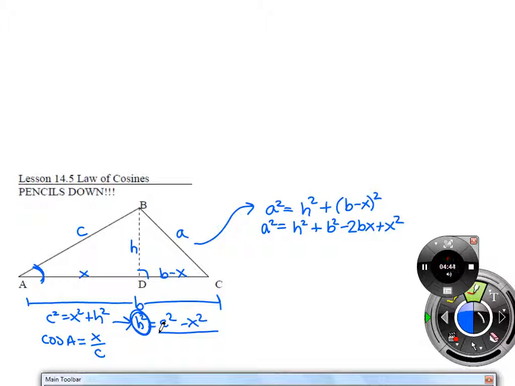Well, I only want a's, b's, and c's in the end. And this one right now has a mix of h's and x's that are unwanted. At least if I change them all to x's, I've gotten rid of the h's, right? So the first thing I'm going to do is get rid of the h's in the equation by changing h squared to c squared minus x squared. So right here where it says h squared, I'm going to take that out, and I'm going to change it to c squared minus x squared. But I'm going to keep everything else around there the same.